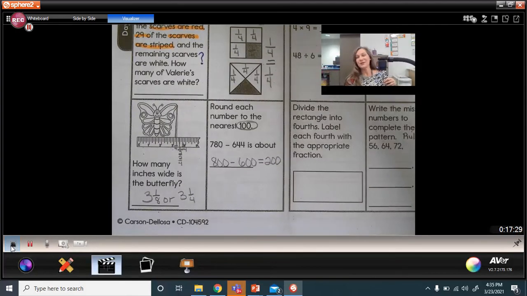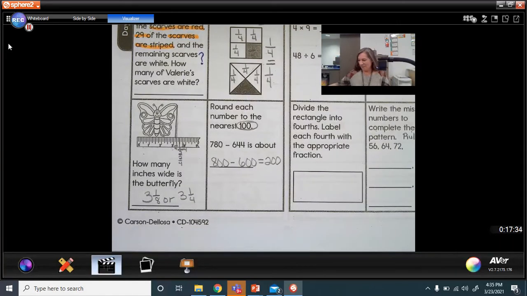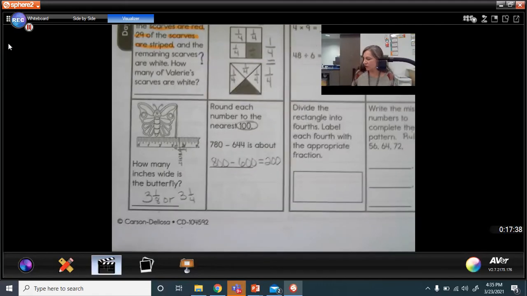Miss Badger wants to say bye. She wants to be part of our math lesson. Isn't that wonderful? She enjoys math so much.